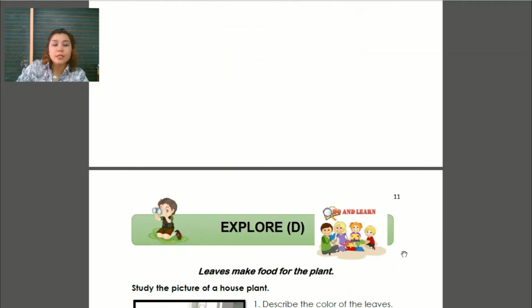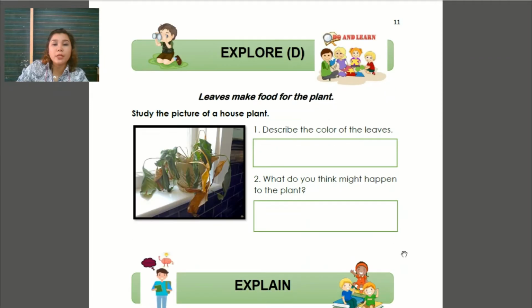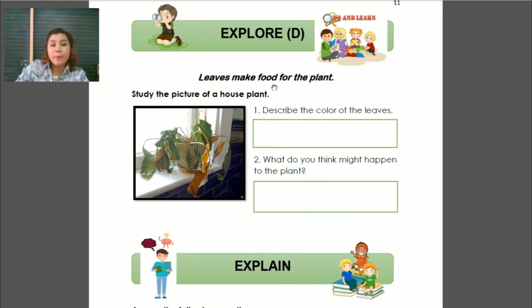Let's proceed. Explore D, the 4th part. Leaves make food for the plant. So, study the picture of a house plant. So, this is a house plant. Kawawa naman. Number 1, describe the color of the leaves. What colors do you see? And then number 2, what do you think might happen to the plant if this is left here, only on this side of the house? You just use short answers.